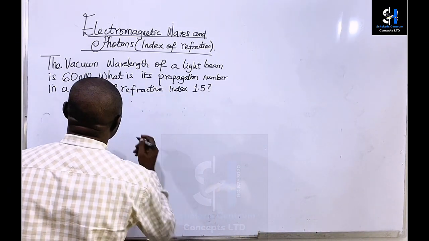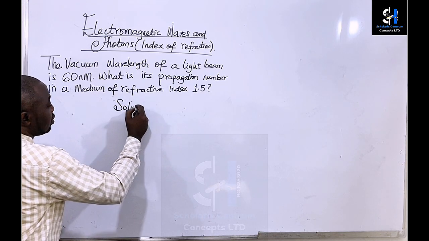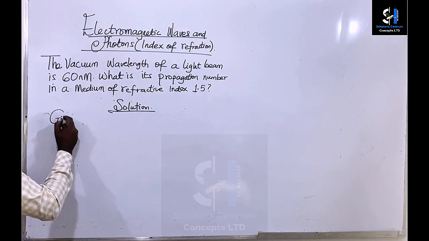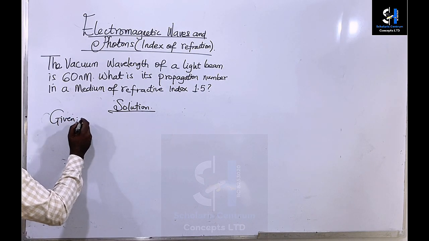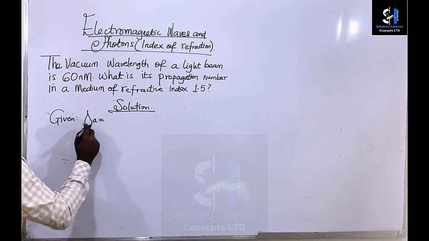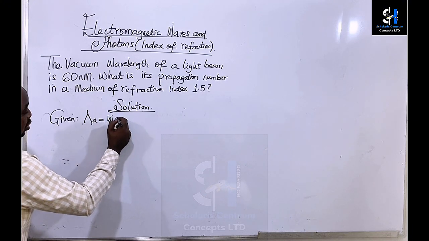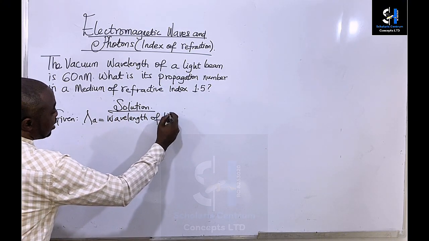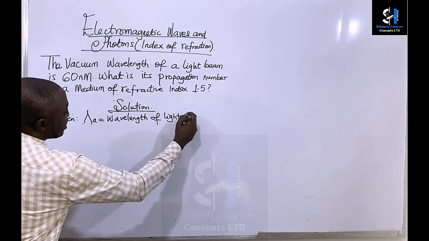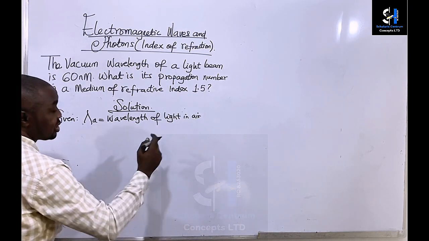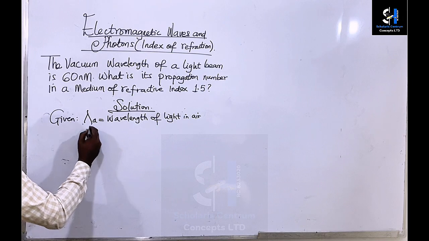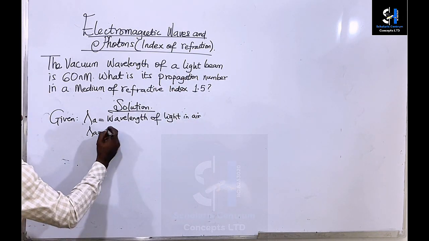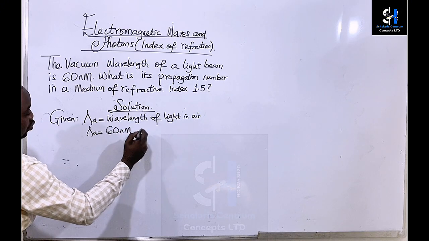All right, let's write down the given values. We are given lambda A, which is the wavelength of light in air, that is the light beam. The wavelength of the light beam is 60 nanometers.